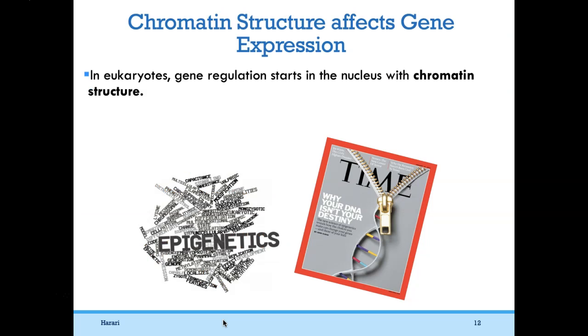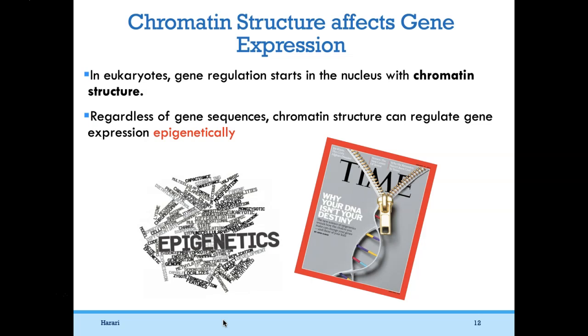And in eukaryotes only, gene regulation starts in the nucleus with chromatin structure. Regardless of gene sequences, the structure of chromatin itself can regulate gene expression. And we say that it can do so epigenetically, because epigenetics means above genetics. Epi means like above.